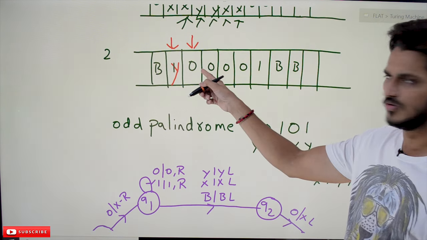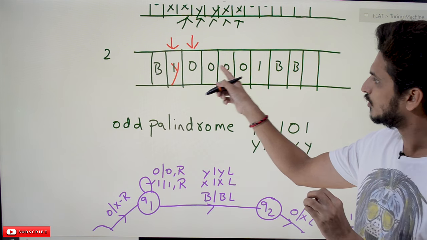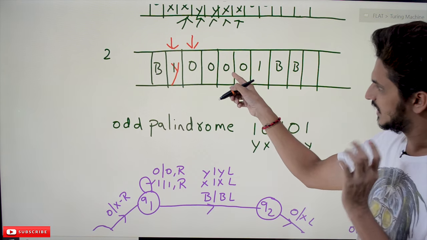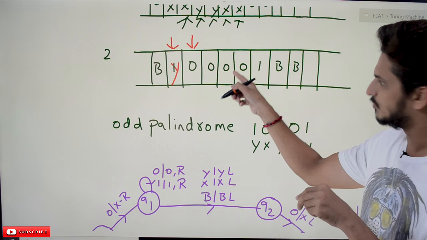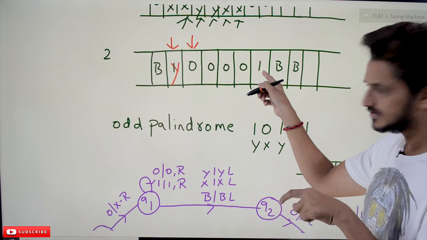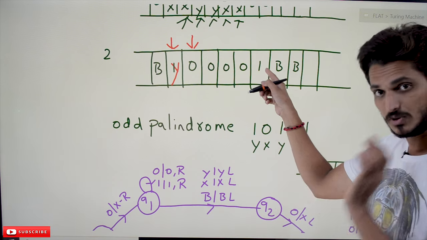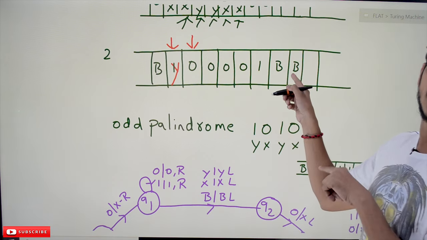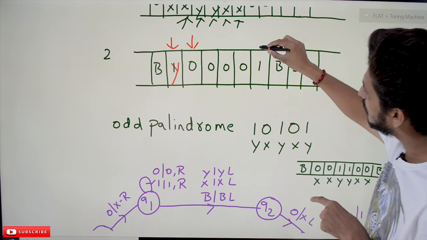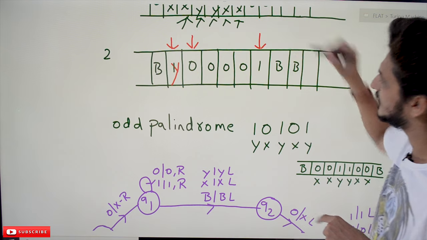If you see 0, keep it as 0, move one step. If it is 0, keep it as 0, move one step. If it is 1, keep it as 1, move one step. If it is blank, keep it as blank, but move left.